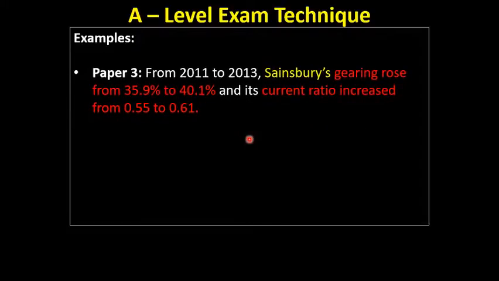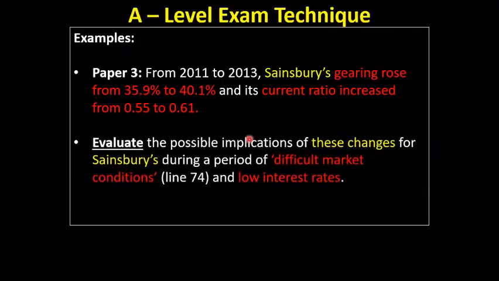This is an example from paper 3. In this example, remember, paper 3 is a case study just based on one business. There's a lot going on here. The context is Sainsbury's. It tells you information about how their gearing has changed and how their current ratio has changed. And you need to evaluate the implications of these changes for Sainsbury's during a period of difficult market conditions and low interest rates. So you need a lot of knowledge here.